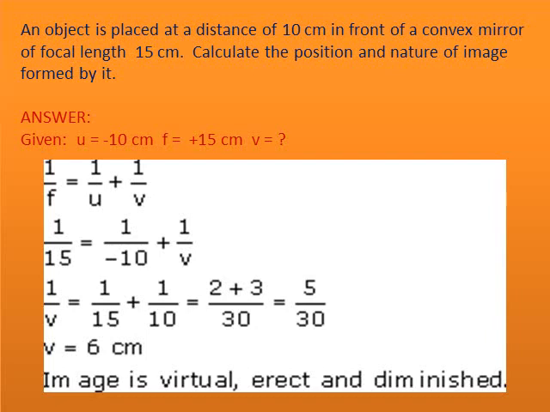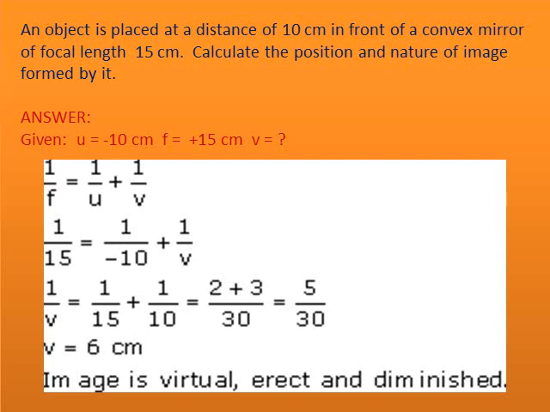Where is the image formed here? The image is formed on the right side, therefore it is virtual. And when it is virtual, it should be erect. Virtual and erect will go hand in hand, and it is a diminished image.